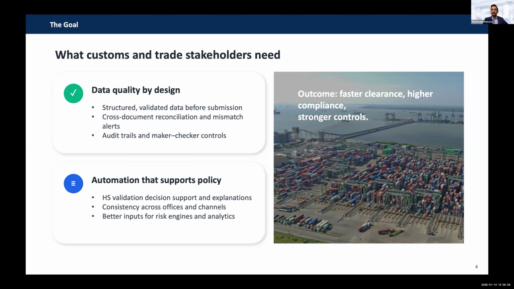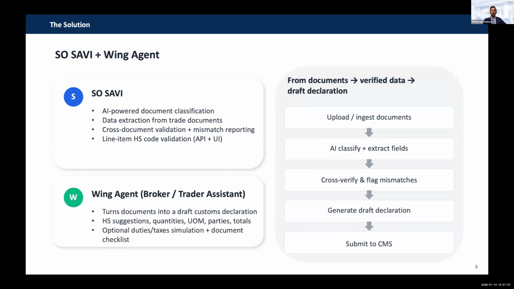Of course, the quality of the data provides better output in terms of the analytics, the reports, the risk engines, and so forth. So what we have provided here is SO Savvy. SO stands for Strategy Object, and Savvy is the Smart AI Verification Interface and Wing Agent. We provide our solution for both the customs administrations and also for the trade community.